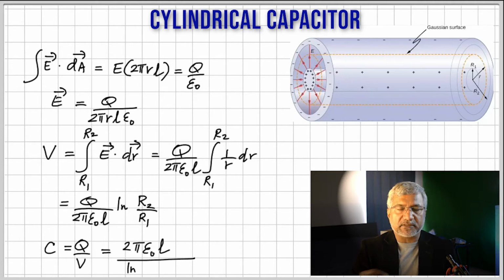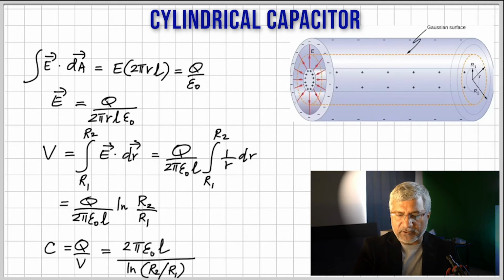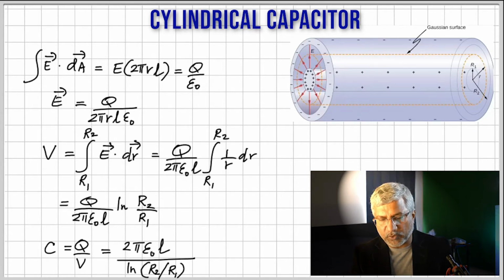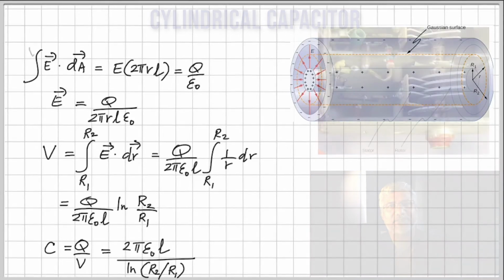Finally, capacitance is the ratio of charge to voltage. So when you divide Q by the whole thing here, the Q's will get cancelled, and this entire thing flips. So we have 2 pi epsilon naught times the length divided by natural log R2 by R1 as the formula for the capacitance of a cylindrical capacitor.